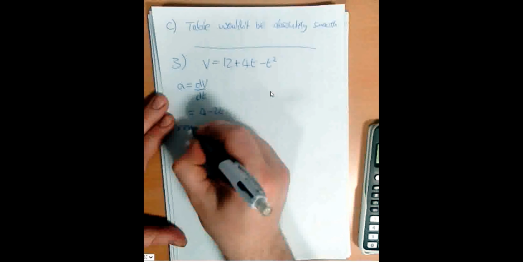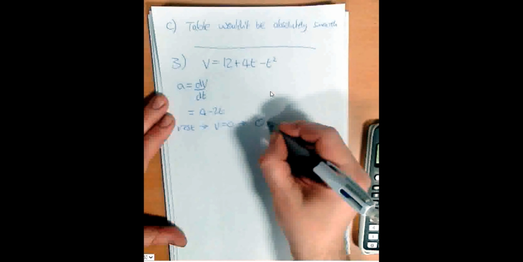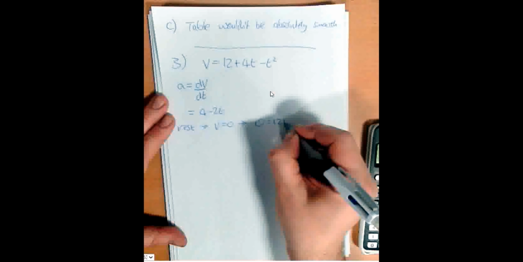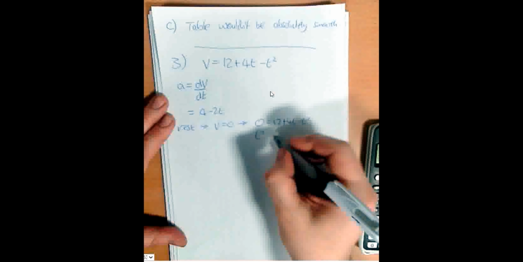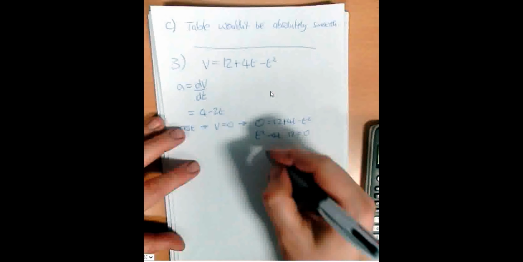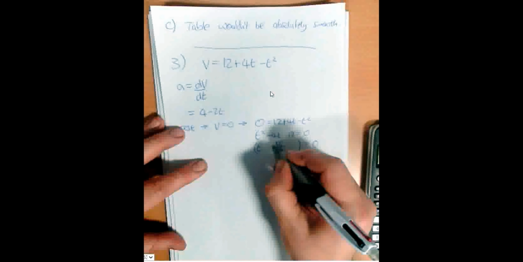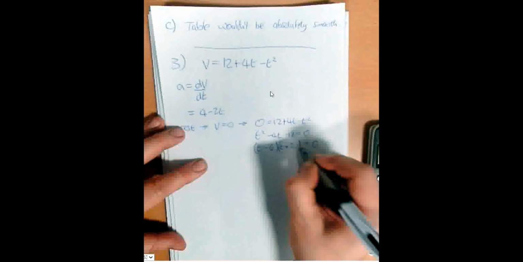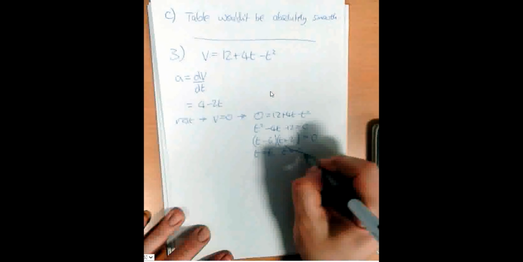Rest means that velocity equals 0. So let's solve this quadratic. I'll just move them all onto this side. I think this would factorise, well, it does factorise. 6 and 2, minus 6 plus 2. So t equals 6, t equals minus 2. Now we know it's time, so we discount the negative value. So t equals 6.